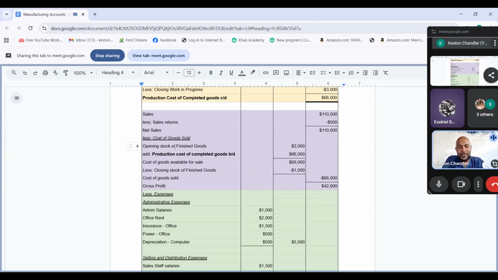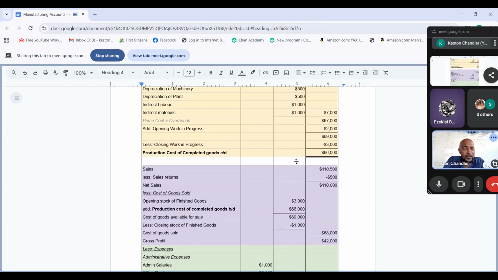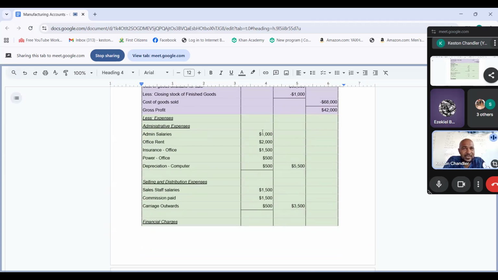And then remember I said we're going to categorize expenses. So we're starting with administrative expenses: admin salaries, office rent, insurance for the office, power for the office, depreciation for the computer. All of these will be considered admin expenses. Now look at my use of the columns. I'm using this third column as a tally column for all my admin expenses. When I tally it, I'm putting it in the second column.